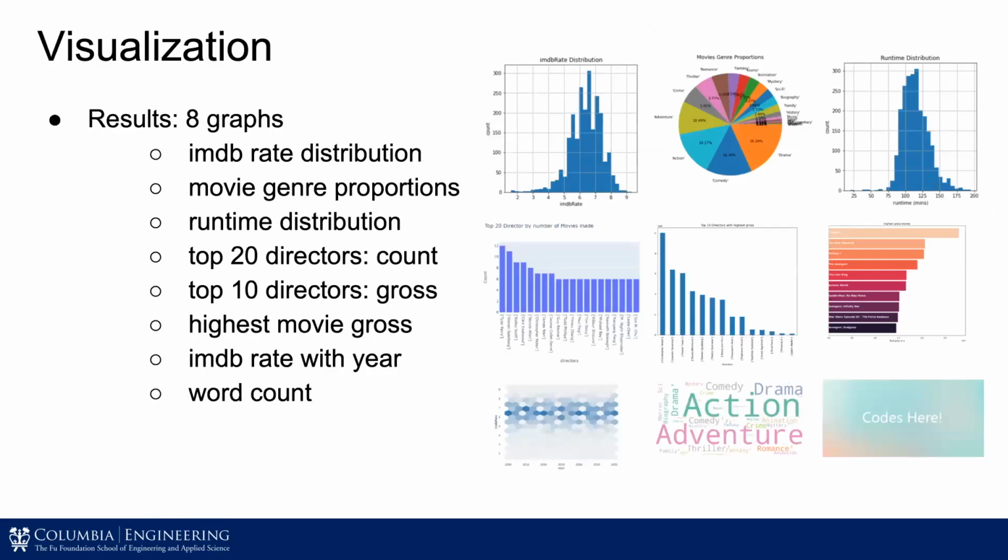Here's our visualization process. We finally got 8 graphs as results, which are the IMDb rate distribution, which is a bar chart to show the count of the IMDb rate, which is a bell-like figure, which shows the accuracy of the IMDb rate we got. And also we have movie genre proportions, which show the percentage of each movie genre. And also we have the runtime distribution, which is also a count of the runtime. And also we have bar charts like top 20 directors count, and also we count the top 10 gross, and also the highest movie gross. And then we have the heat map of IMDb rate with year. And finally, we got the word count to count each genre and show them as a word count map.